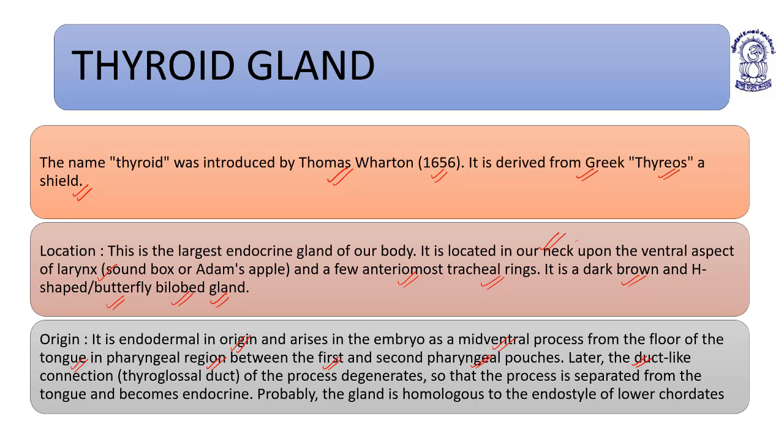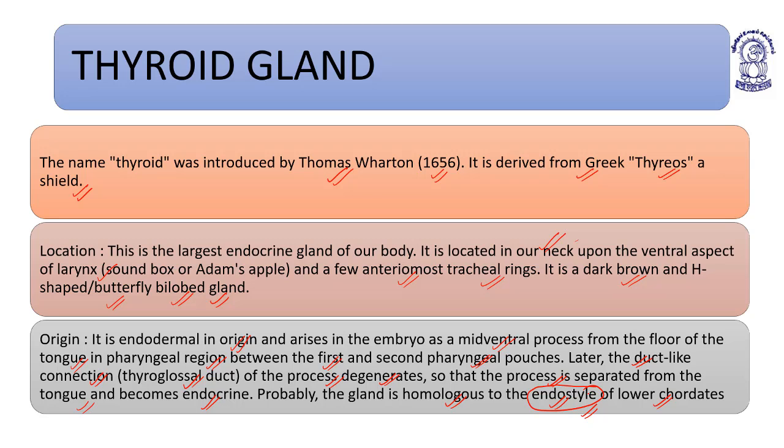Later, the duct-like connection, that is thyroglossal duct, of the process degenerates so that the process is separated from the tongue and becomes a separate endocrine gland. Probably the gland is homologous to the endostyle of lower chordates, same in function and same in origin.